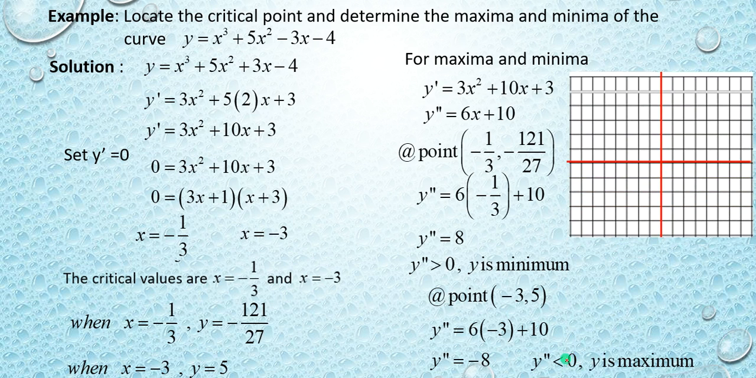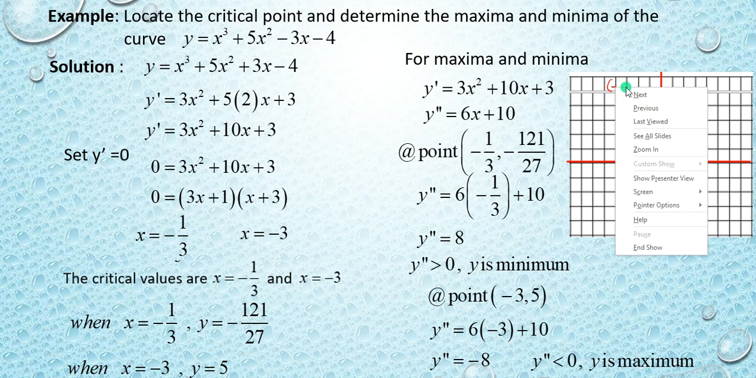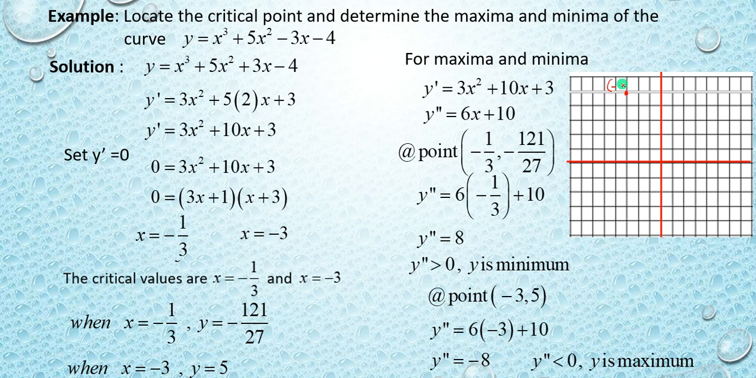Also, we plot the curve on the Cartesian plane. So first, we use negative 3, 1, 2, and 3. For example, 3 here, and 5. 1, 2, 3, 4, 5. So the point is here. This is negative 3 and 5.